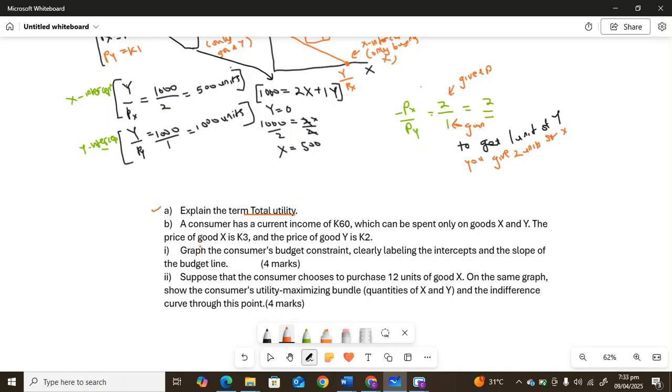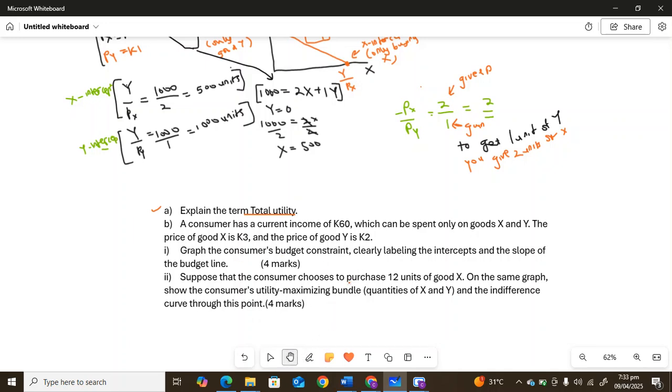Now here's a question on the budget constraint equation. A consumer has an income of 60 kwacha, which can be spent only on goods X and Y. The price of good X is 3 kwacha and the price of good Y is 2 kwacha. Graph the consumer's budget constraint, clearly labeling the intercepts and the slope of the budget line.